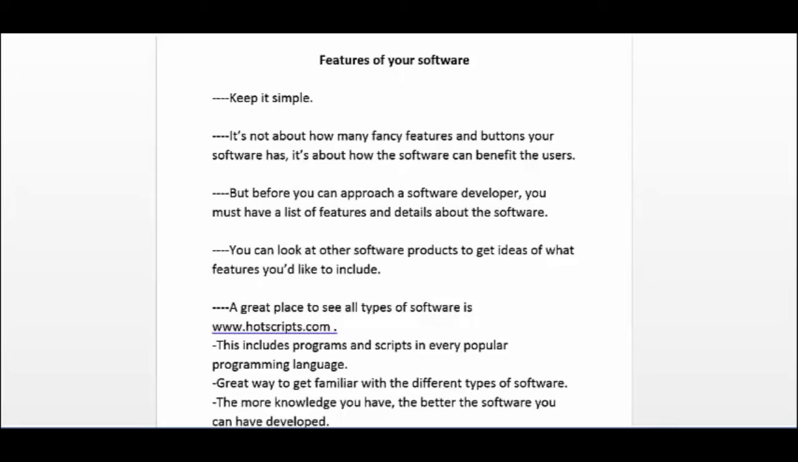Okay, so to get ideas, you can look at other software products in a similar industry. And also, what you can do is go to a website called hotscripts.com. This site includes programs and scripts in every popular programming language. So this is a great way for you to get familiar with the different types of software out there. You could also read the reviews for the various software products on that site. Basically, the more knowledge that you have, the better the software you can have developed.